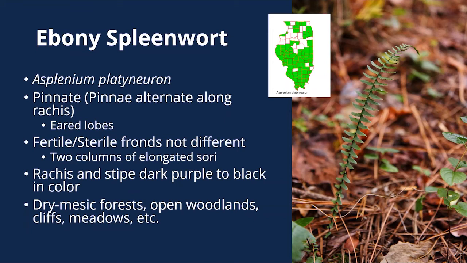And they call it ebony spleenwort because the stipe and the rachis are dark purple to black in color. And this occurs really, really widespread. It can grow on rocks, cliffs, even in meadows, open woodlands, generally more dry forest or mesic forest, not the really wet forest, but super common across the state.